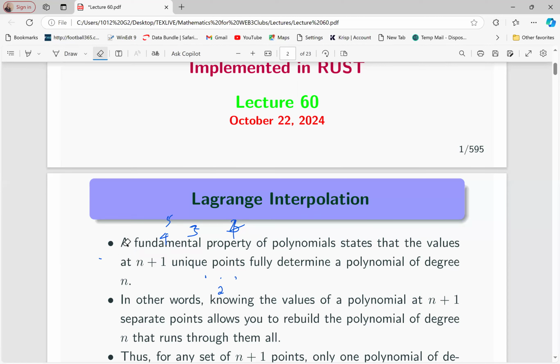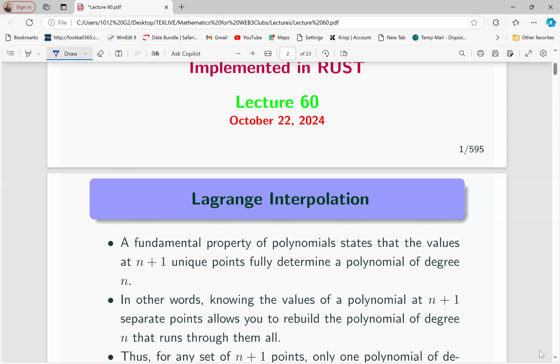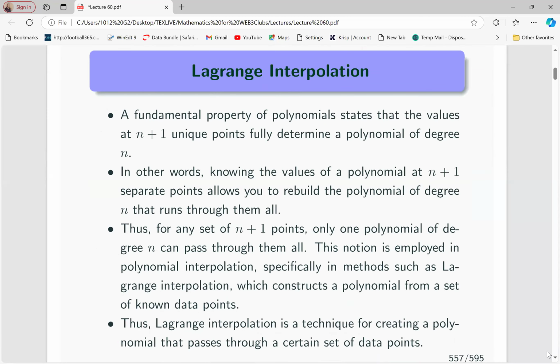Now, again, we say that we cannot draw two different polynomials through the same points. It's only possible to draw one polynomial through the given points, so the polynomial you draw through those points is unique. You cannot have two different polynomials through the same points, or three different polynomials. Just one polynomial that you can construct.